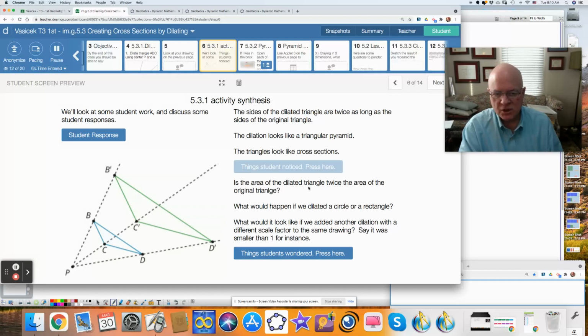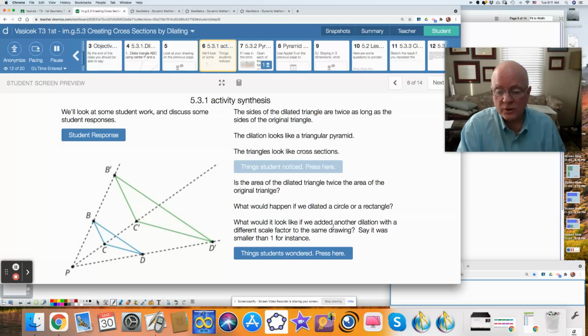Is the area of the dilated triangle twice the area of the original? This is 1. This would be 2. Is this area twice as large? It's actually twice squared. So it's 2 squared, which would be 4 times as large. What would happen if we dilated the circle or a rectangle? That's going to be something we'll do later on in the lesson.